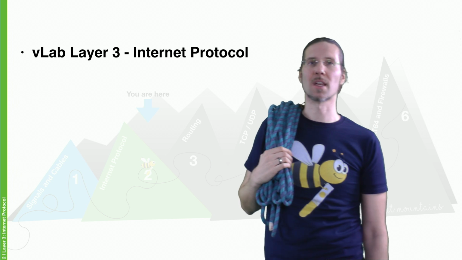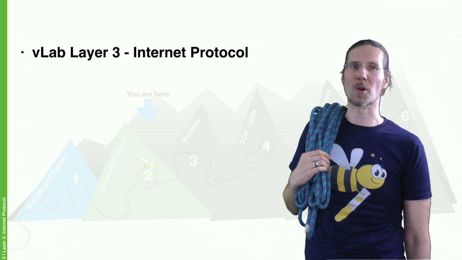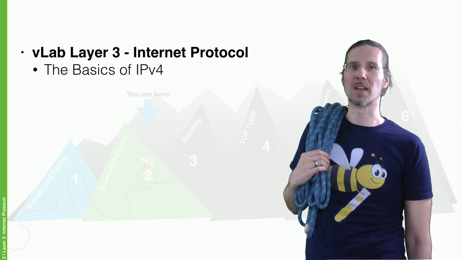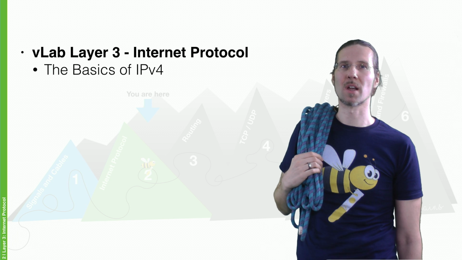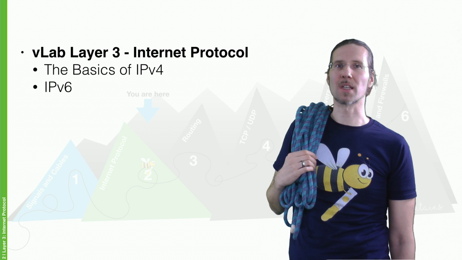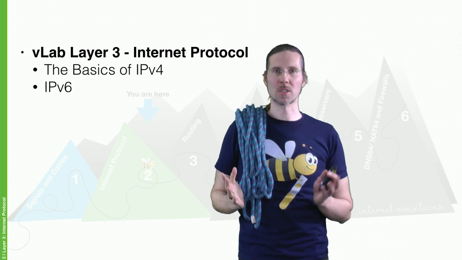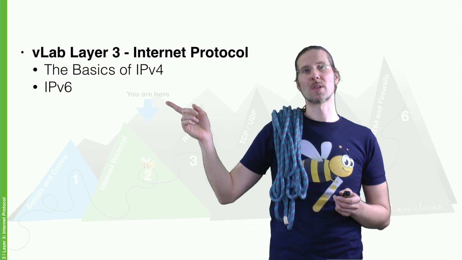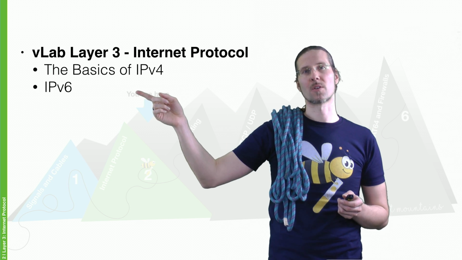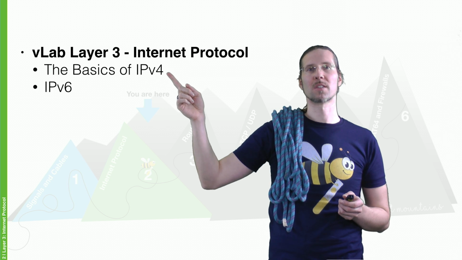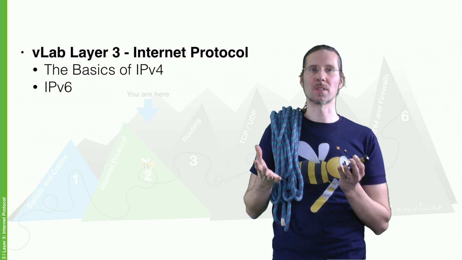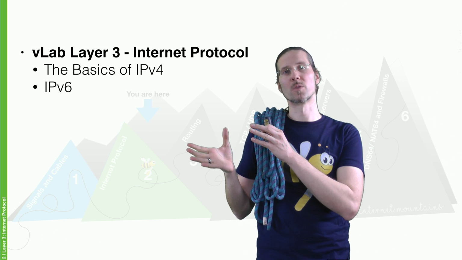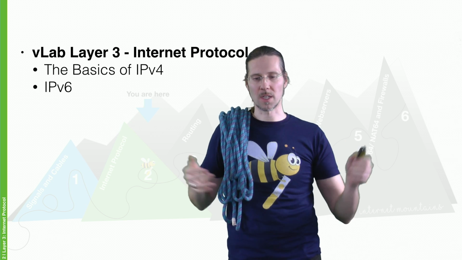So we looked at layer 3, the Internet Protocol. There we especially looked at the basics of IPv4. We looked at IPv6. We looked at the differences of the two. So we looked at different address formats. So this one has longer addresses with different notations. This one has the shorter addresses. But in principle, they have the same purpose. So you want to address hosts across the internet.